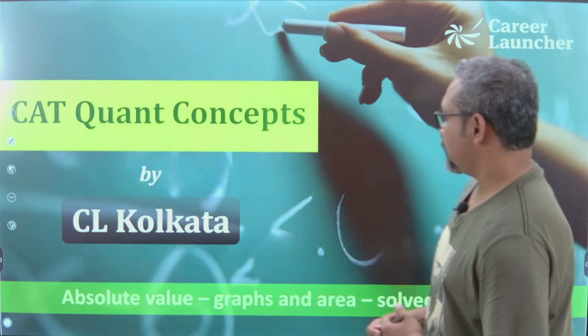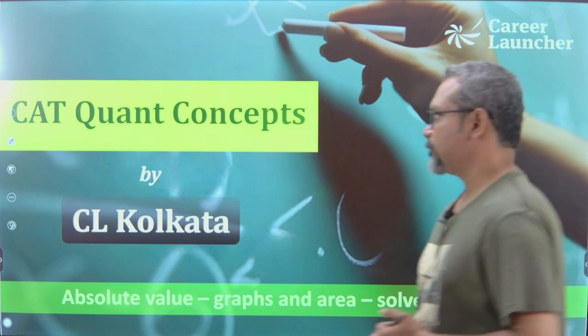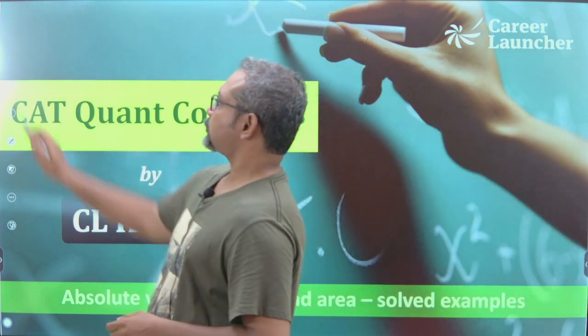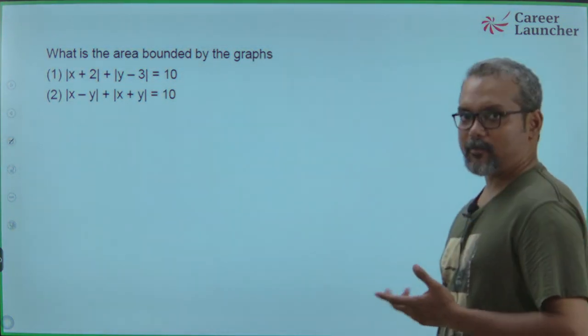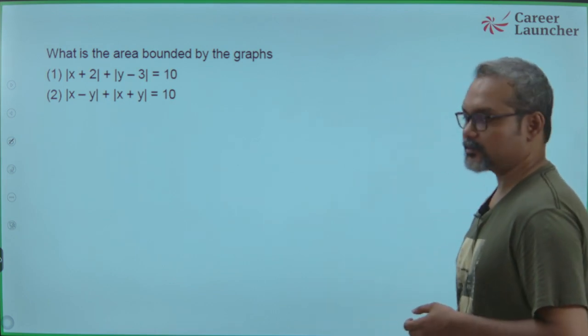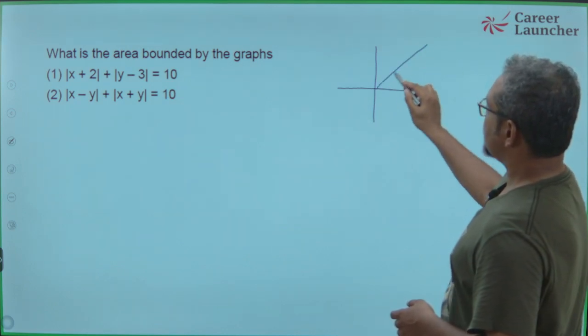Hello everyone, in this video we will be looking at absolute values, graphs and area based questions, okay. For that we need to know the graphs of some standard functions. One of them, the most common one that comes in CAT, is the modulus function. So y equal to x is this line, okay.